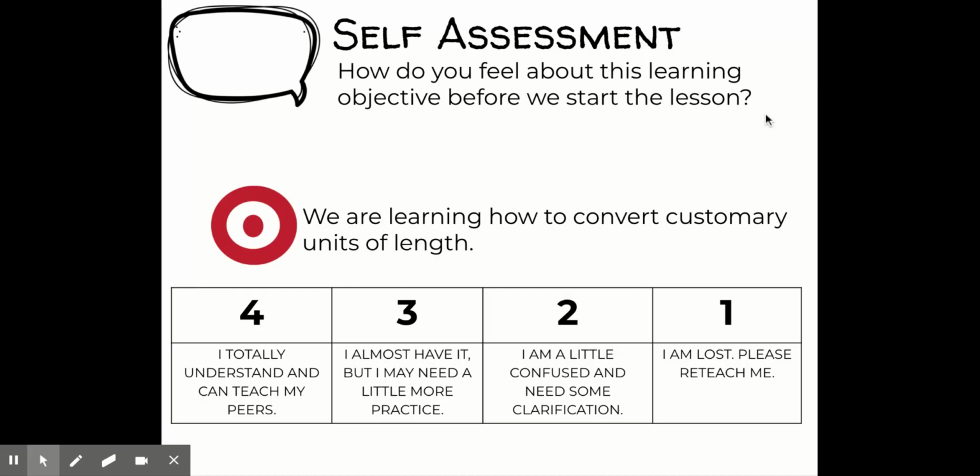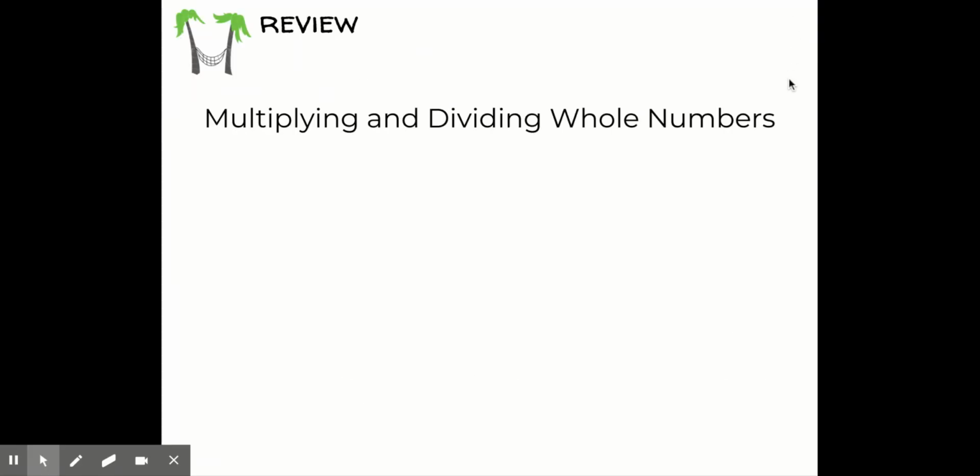Before we get started, go ahead and write down your level of understanding. Are you a 4, 3, 2, or 1? We'll come back to this at the end of the lesson.